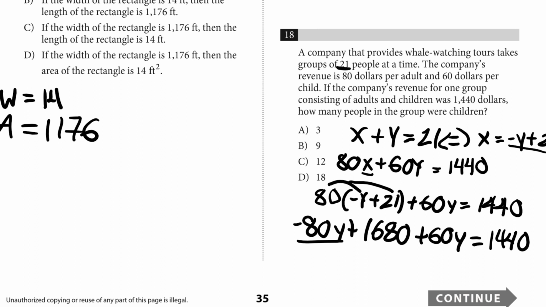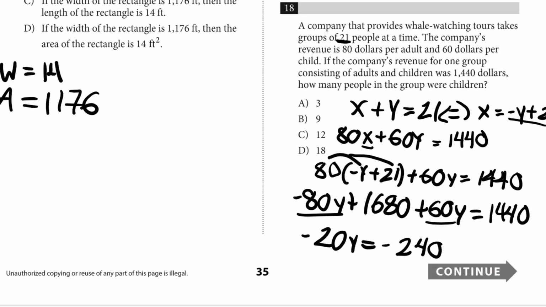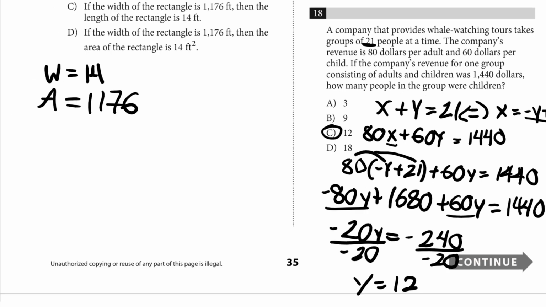We can combine like terms. Negative 80y plus 60y is going to be negative 20y. And then we can subtract 1,680 on both sides to get negative 240. The last step to get y by itself is to divide each side by negative 20. And we get y equals 240 divided by 20, which is 12. So that means there's a total of 12 children in this tour if the total revenue was 1,440.